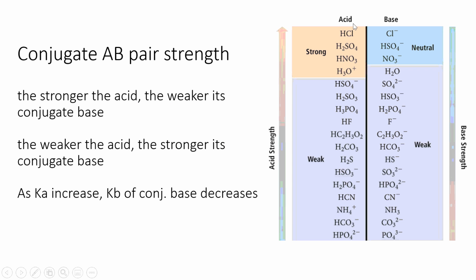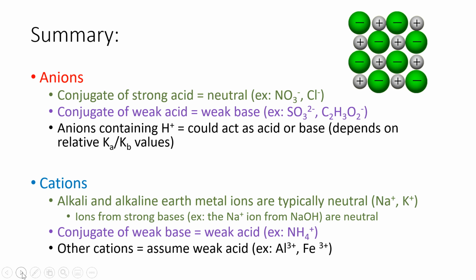You can think of it as a sliding scale. The weaker the acid, the stronger the conjugate base, and vice versa. The stronger the acid, the weaker the conjugate base. If you have a strong acid like HCl, its conjugate base is neutral. If you've got a weak acid like HF, its conjugate base, F minus, is a weak base. So weak pairs with weak, strong pairs with neutral. That's a key takeaway here. And this slide is a summary of it.